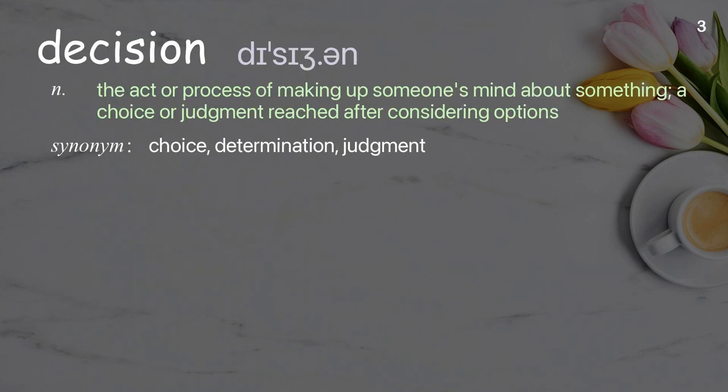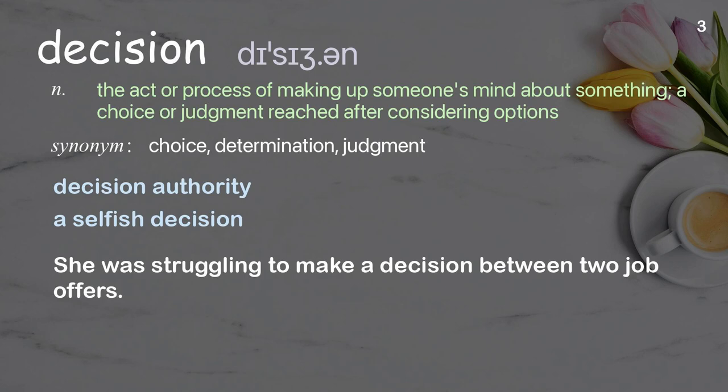Decision. The act or process of making up someone's mind about something, a choice or judgment reached after considering options. Examples. Decision authority. A selfish decision. She was struggling to make a decision between two job offers.